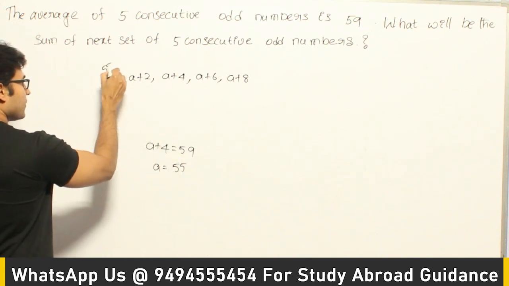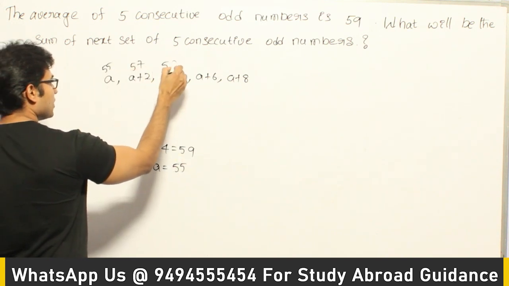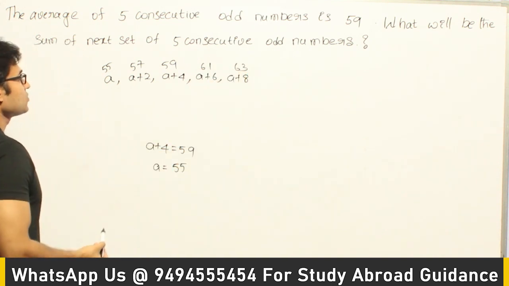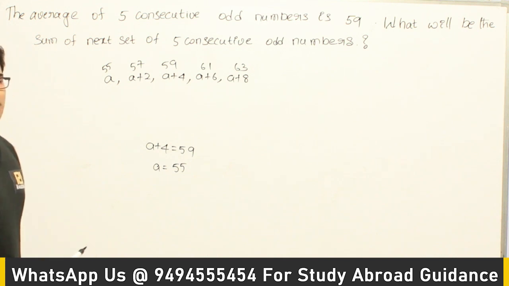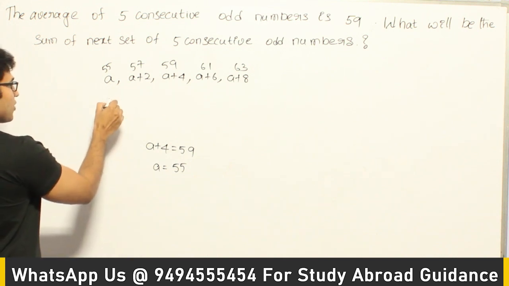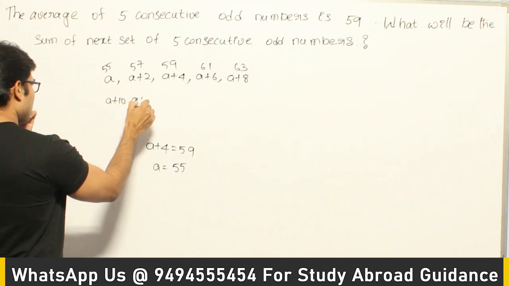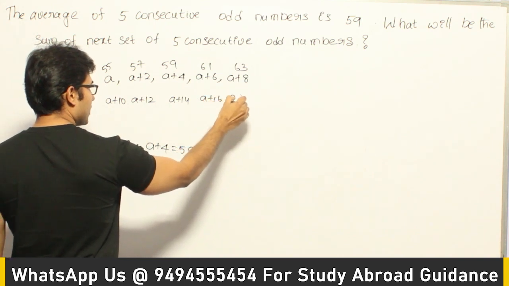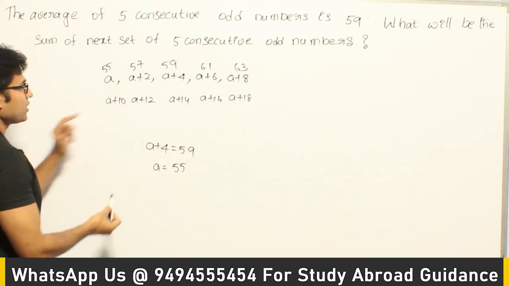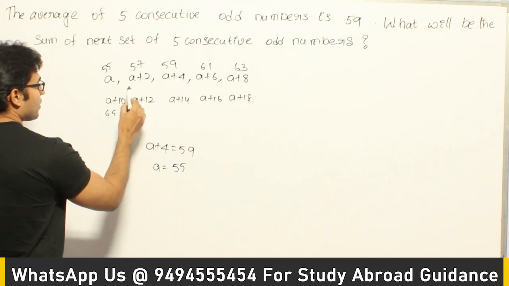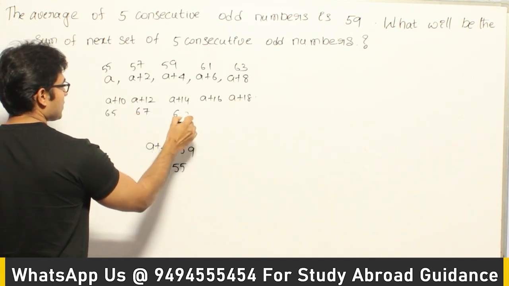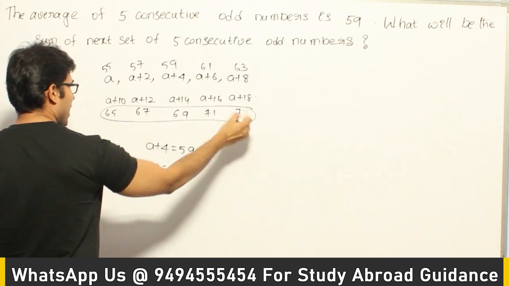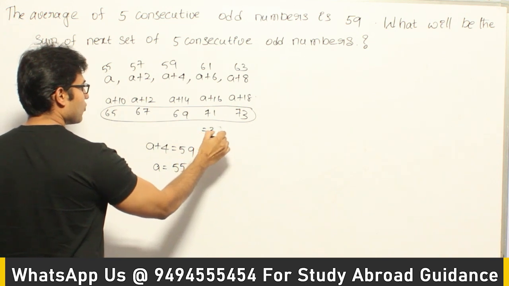Therefore, this is 55, this is 57, this is 59, 61, 63. Now they are asking us to find the sum of the next 5 odd numbers. So what will be the next 5 odd numbers? A plus 10, A plus 12, A plus 14, A plus 16 and A plus 18, right? Now what are these numbers? It is 65, 67, 69, 71, 73. So you have to add them all up. If I add them all up, you are going to get 345.